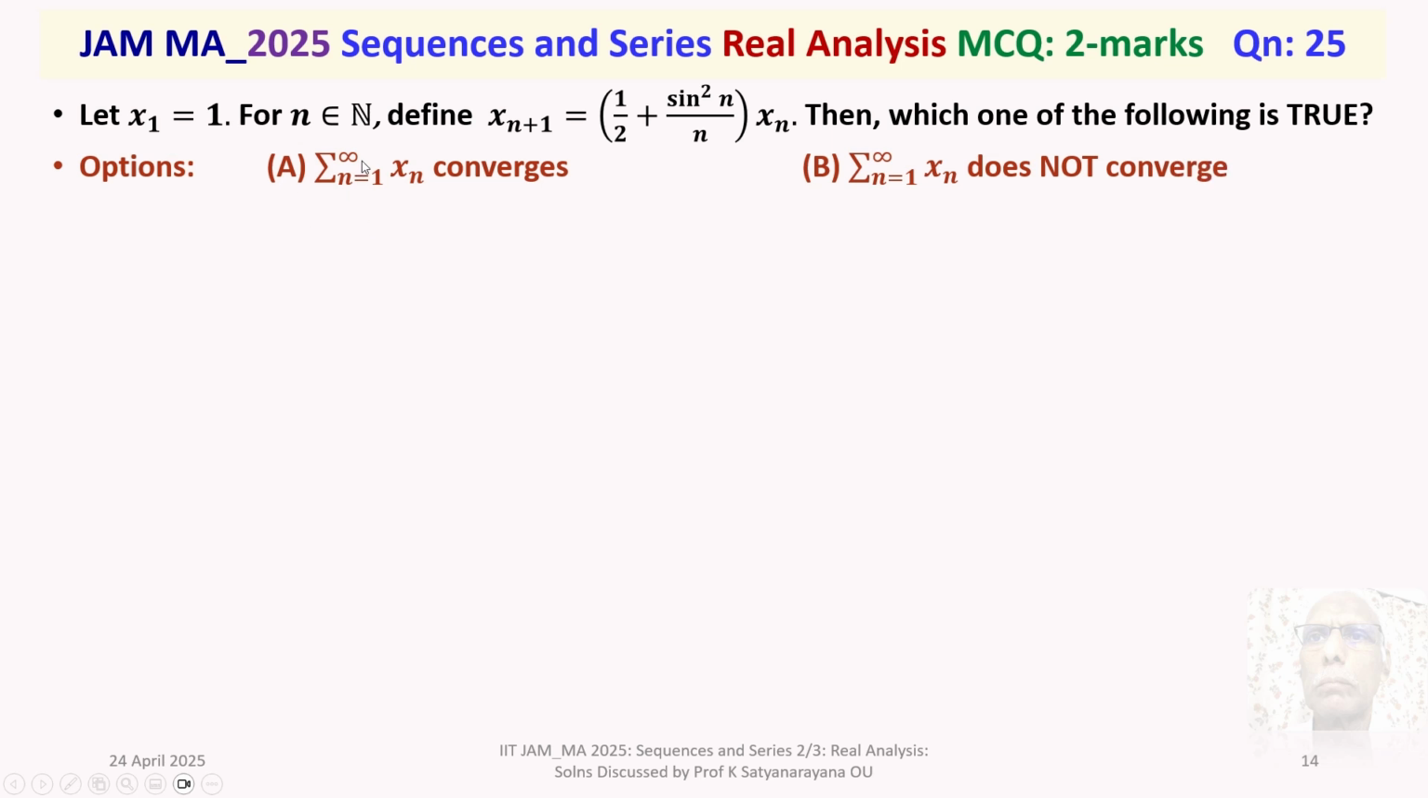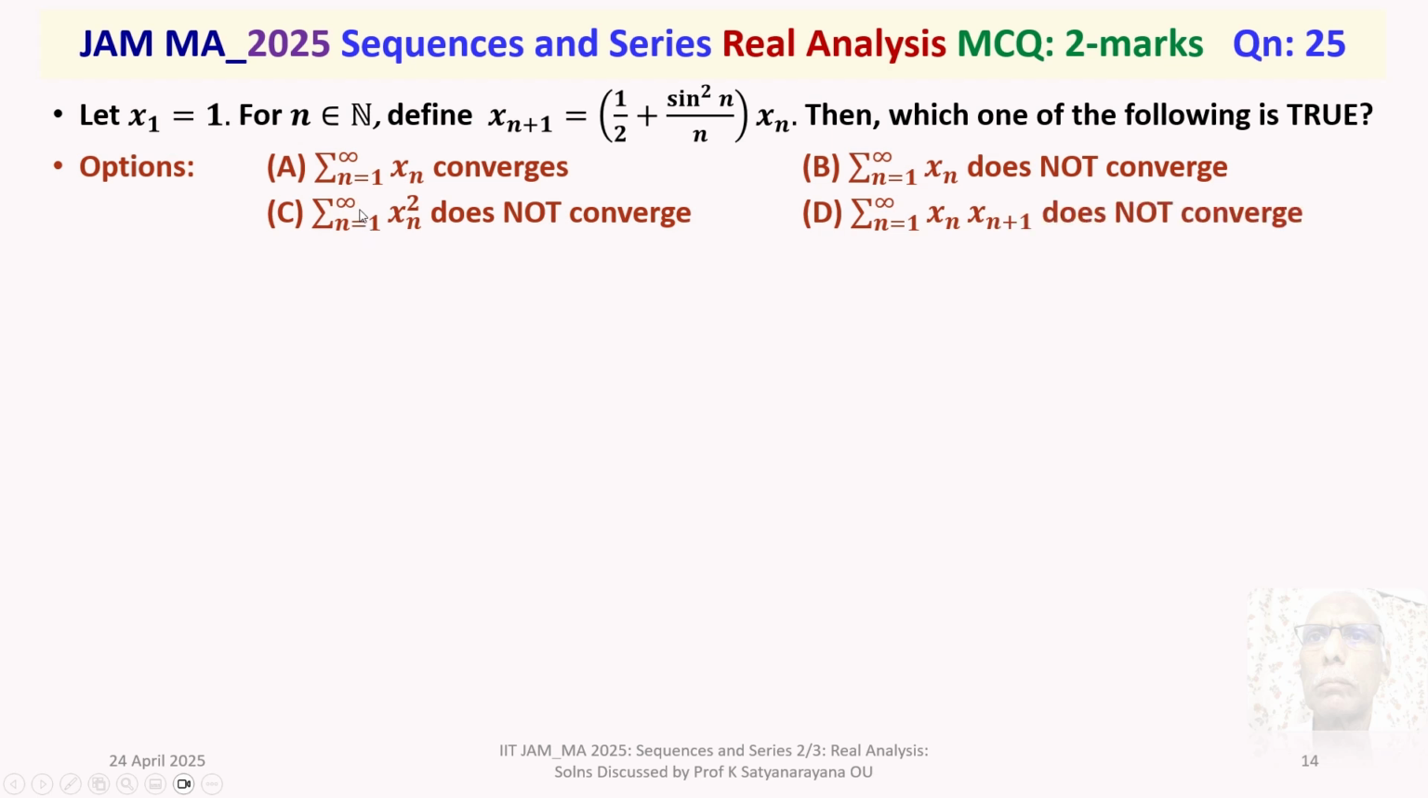Option A, the sum from n equals 1 to infinity of xn converges. Option B, the sum from n equals 1 to infinity of xn does not converge. One of them will be true. Option C, the sum of xn square does not converge. Option D, the sum of xn into x(n+1) does not converge.